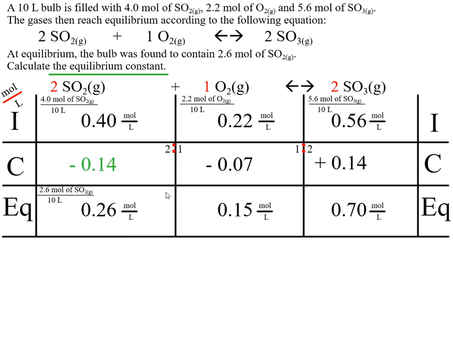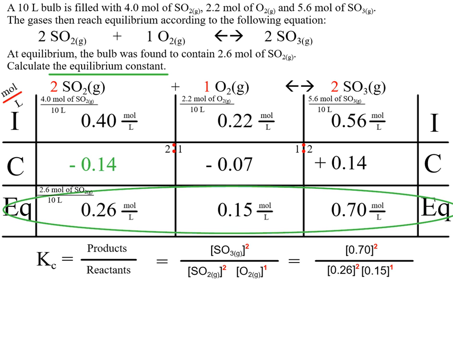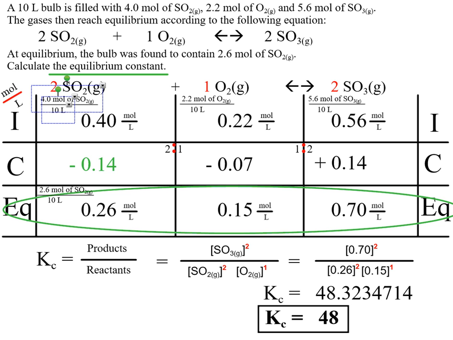Therefore, I can now place these values. These are the only values I put into my equilibrium expression: products over reactants. Then we have them properly placed so that I don't make a mistake, with proper substitution and proper exponents. Therefore, my Kc value with 2 significant digits is 48. Hopefully you got that right.